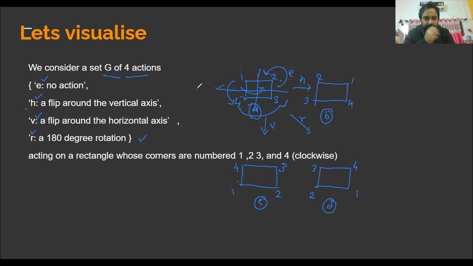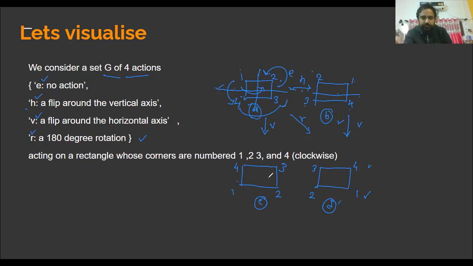Now we have something interesting to study here. We have position B, which has been achieved by a horizontal flip. What if we apply a vertical flip to B? We do a vertical flip by imagining a horizontal axis. So 1 and 2 come down, 3 and 4 come up. So basically, as a result of a vertical flip, B goes to D, right?